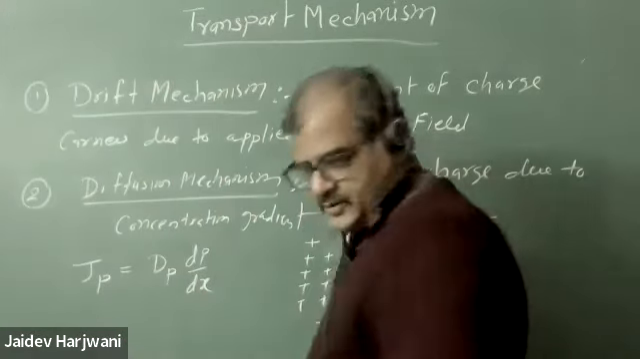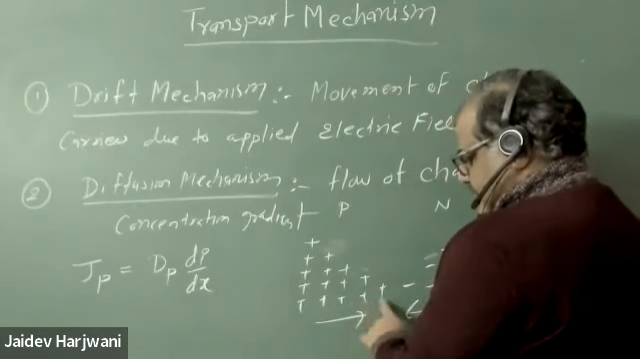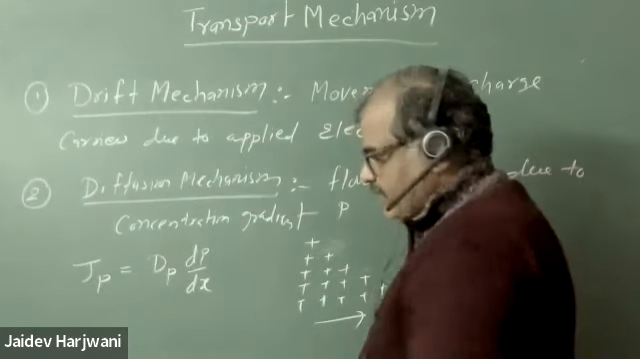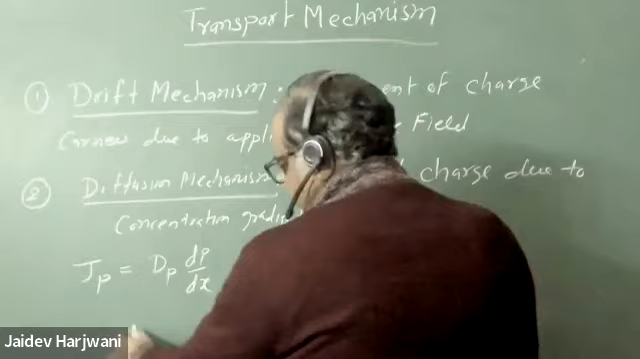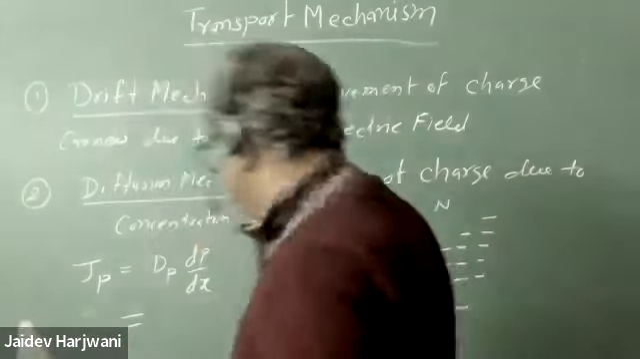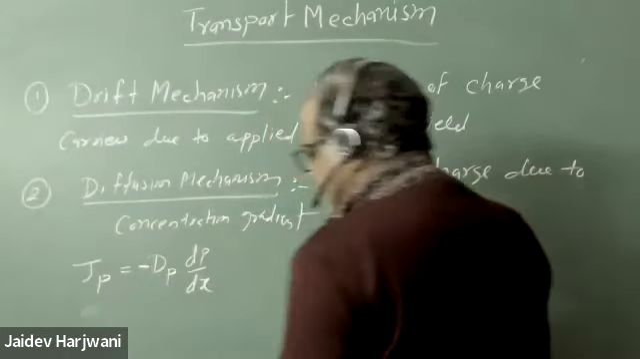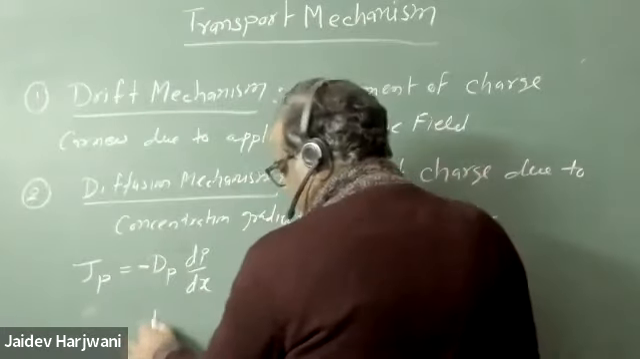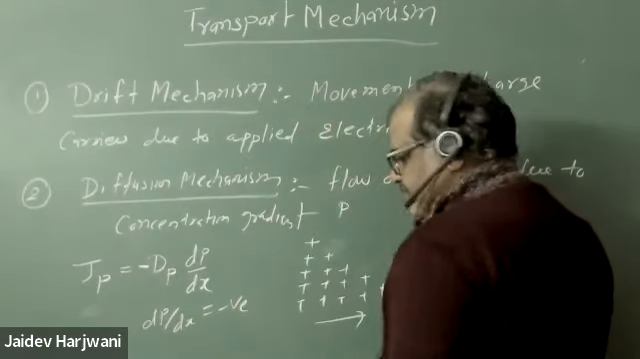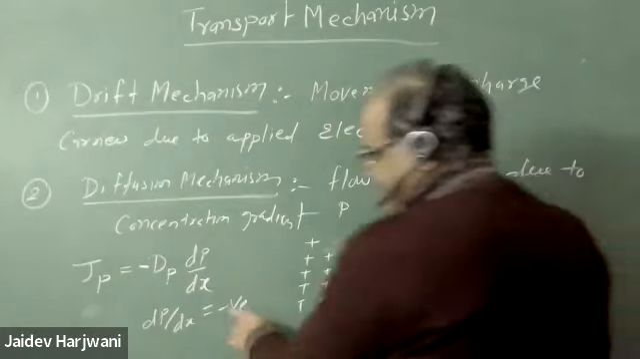Now if you see here, the concentration is high on this side and low on the other side, so dp upon dx is negative. But current cannot be negative, so the actual formula for the diffusion current has minus Dp upon dx, because dp upon dx is negative. We are moving from higher to lower concentration, so lower minus higher is negative.